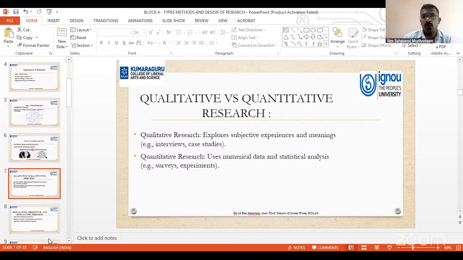Then you have qualitative versus quantitative research. When you say qualitative, you explore subjective experiences and meanings. That's what we have discussed just now. Participatory research is full of qualitative. It means you explore subjective experiences, my own experience, subjective.